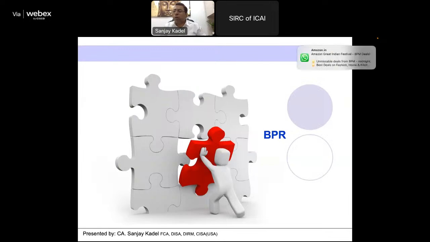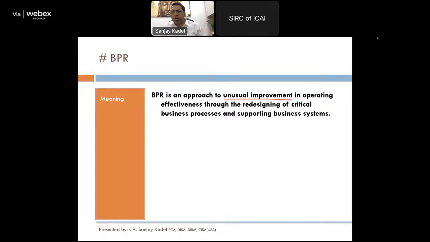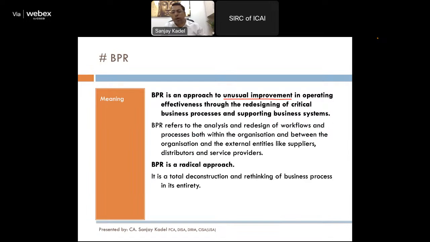Same analogy applies to your business processes also. So how do you go about it? It is an approach of unusual improvement. See, by doing business process re-engineering, we are not expecting normal improvement in the output or results. We are expecting unusual improvement. So how to do this BPR activity?